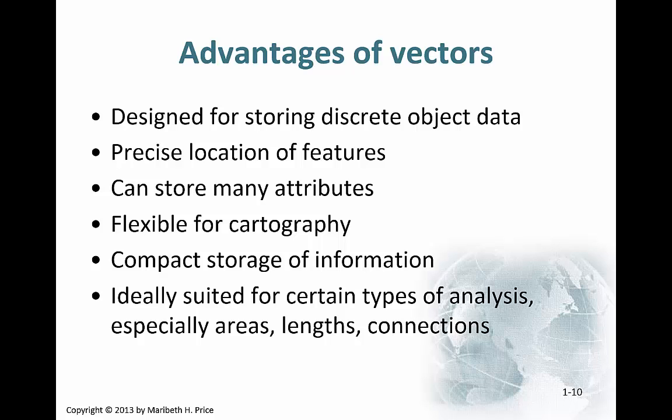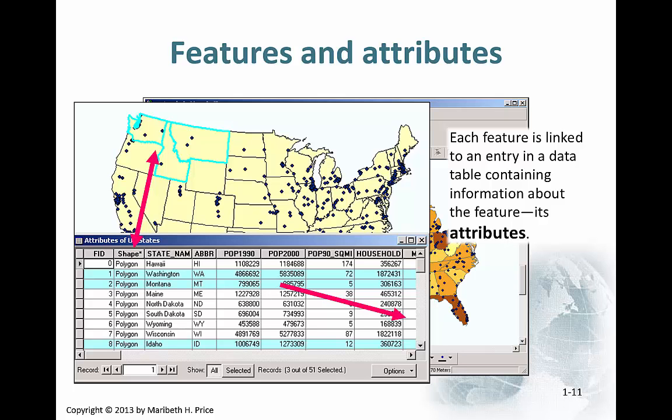The vector data model is best suited for storing discrete object data with precise locations, capable of storing several attributes, allowing multiple cartographic options, and is well suited for certain types of analysis, particularly those calculating area and links and connections.